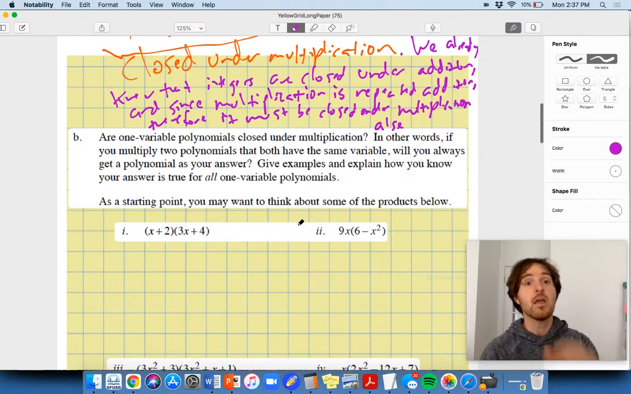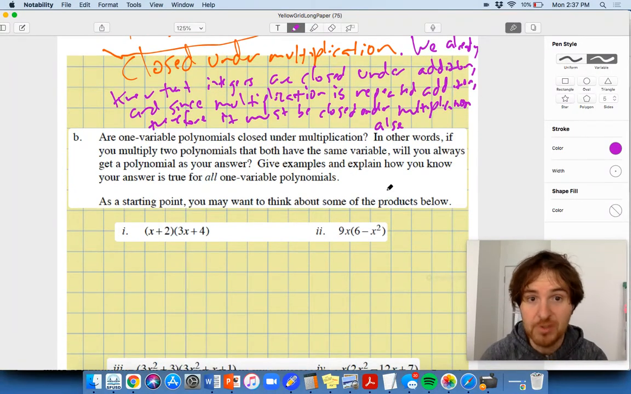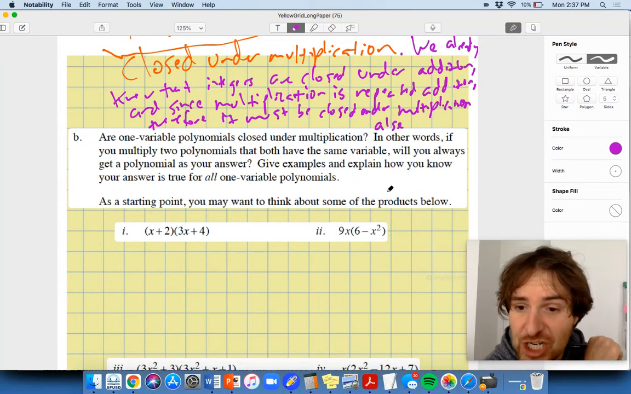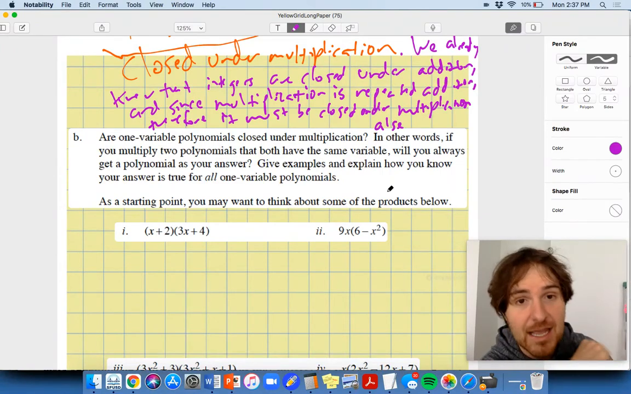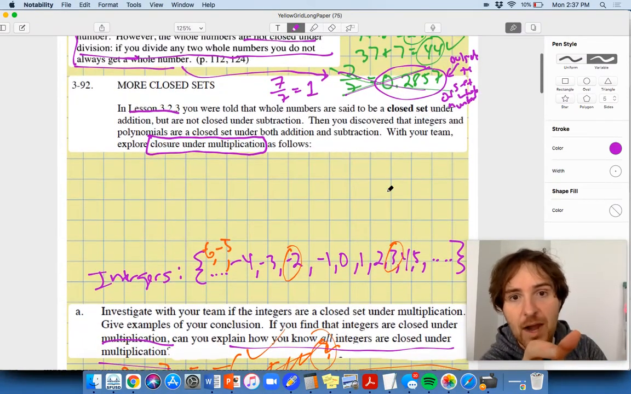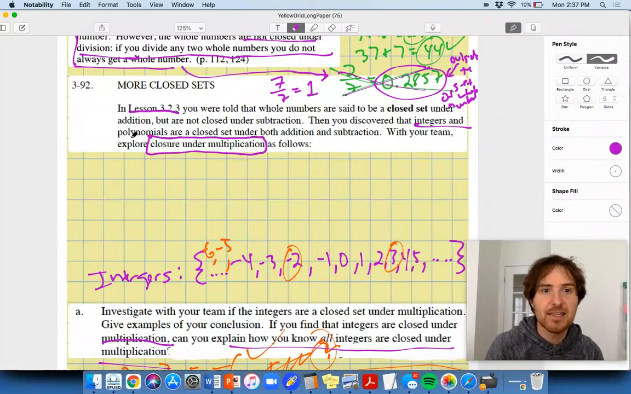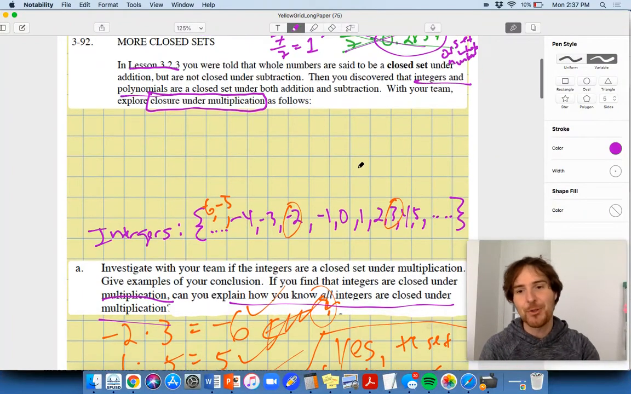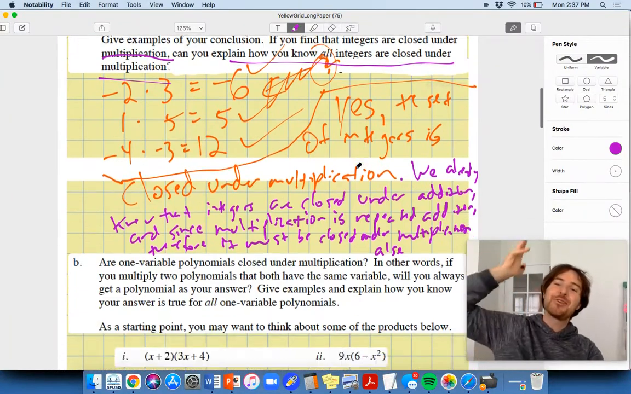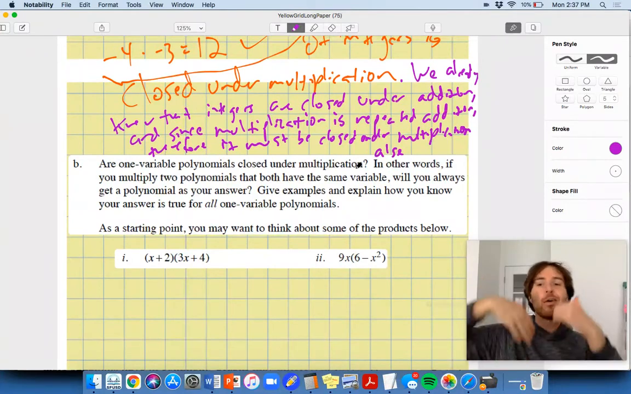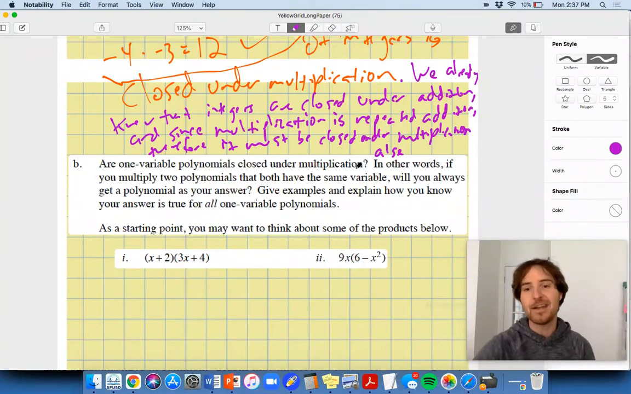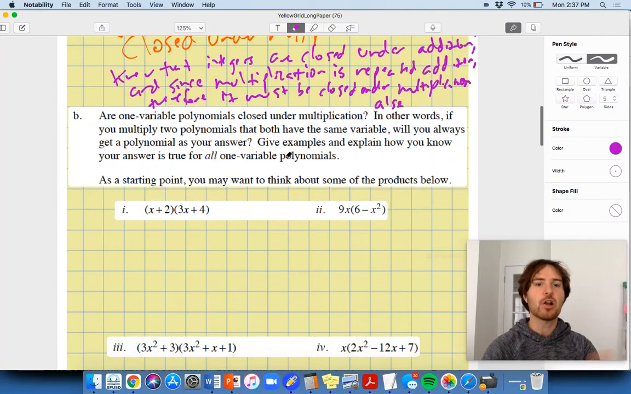Let's move on. Are one variable polynomials closed under multiplication? Well, by that same logic, yes, they have to be. We already discovered that polynomials are a closed set under both addition and subtraction. If they're closed under addition, well, what's multiplication? That's repeated addition, so they're also going to be closed under multiplication. As a starting point, you may want to think about some of the products below. Let's take a look to verify this.